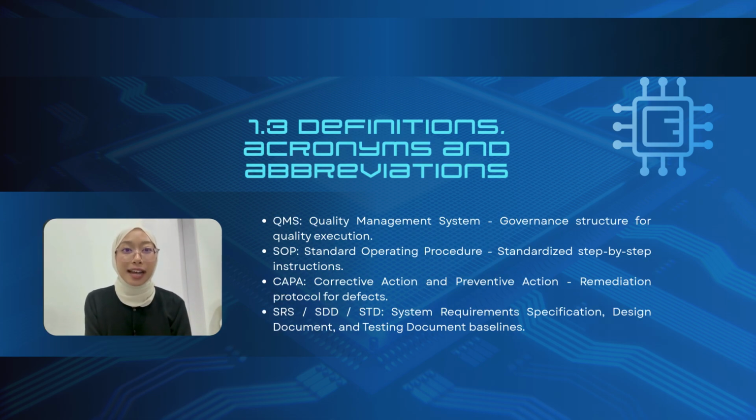Section 1.3 defines the baseline terminology and abbreviations used throughout our documentation. These include core operational concepts such as QMS, Standard Operating Procedures, and CAPA, alongside our main software engineering lifecycle documents, which are the SRS, SDD, and STD.